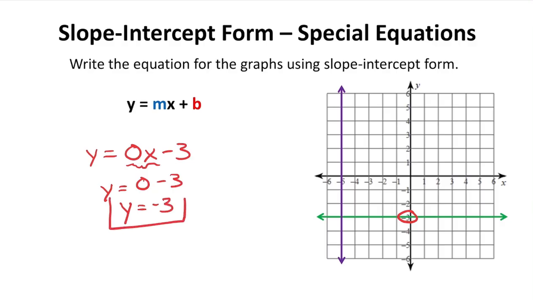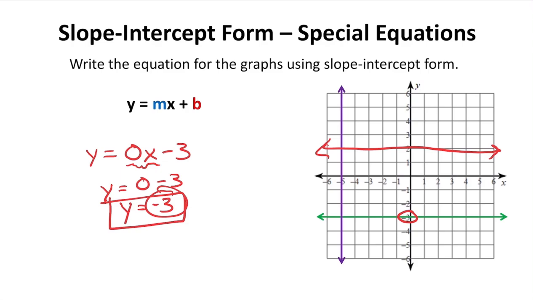So anytime you have a horizontal line, it's written in this form. I went over that a little bit earlier, okay? If you see y equals a number, that means you have a horizontal line at whatever that number is on the y-axis. This one's y equals 2. Okay?